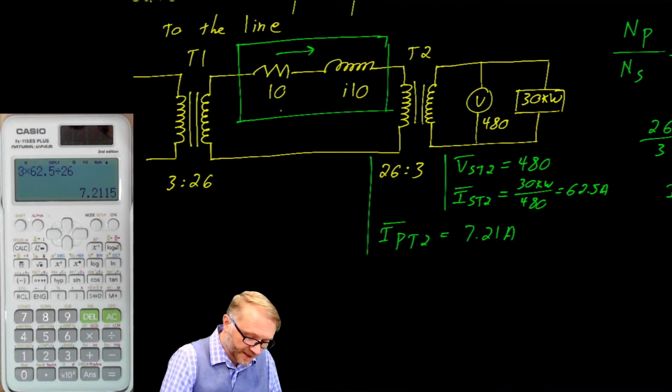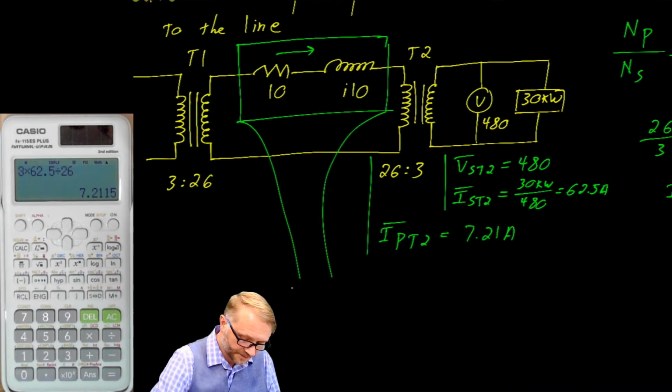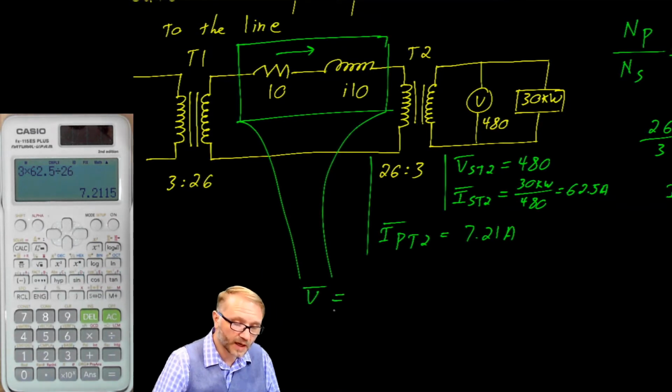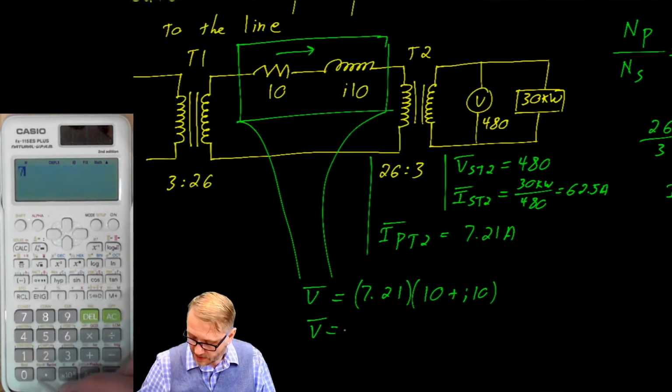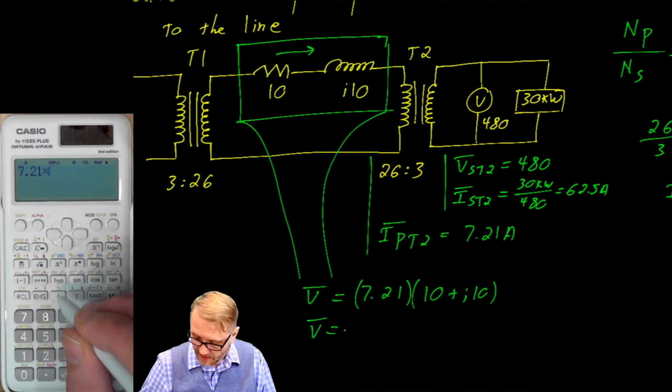From there, we can calculate the voltage across the line. So the voltage is equal to a current times an impedance. So that's 7.21 multiplied by 10 plus J10. So the voltage on the line is 7.21 times 10 plus 10J.